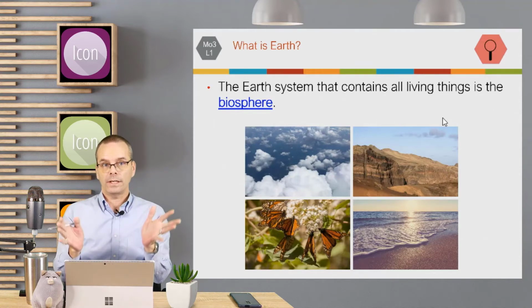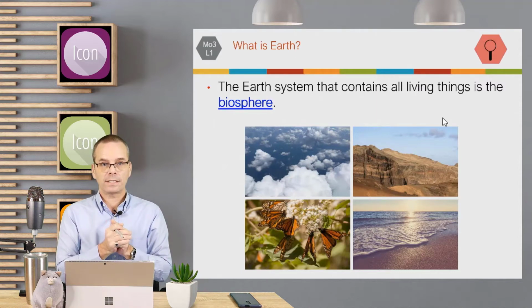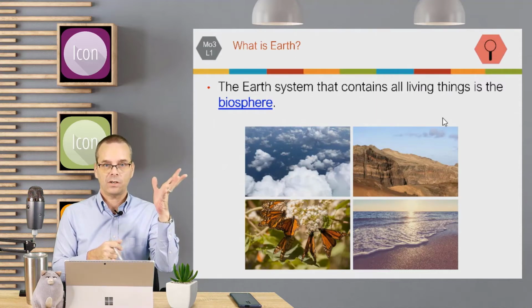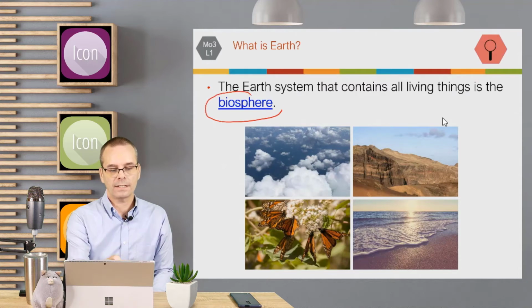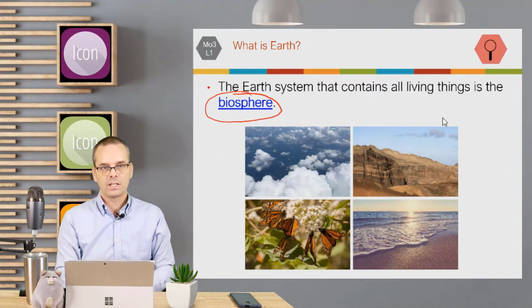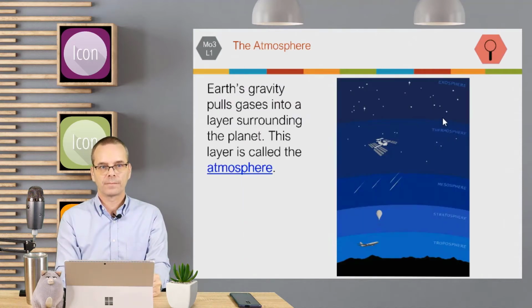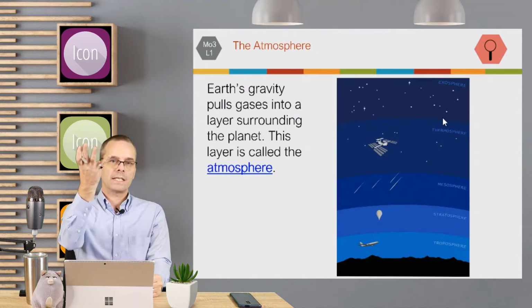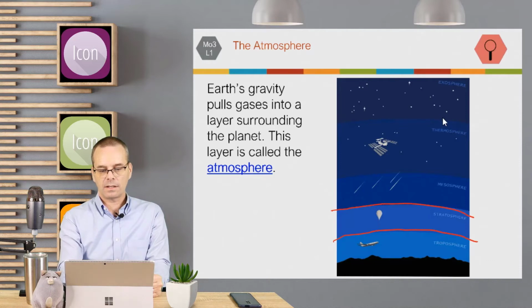Now, within all these, you have the system containing all the living things. And the living things can be in the atmosphere, or in the geosphere, or in the hydrosphere. And we call all the living things the biosphere. So the biosphere can have all the other spheres in it. Now, Earth's gravity pulls gases into layers that surround the Earth. And all of these layers make up the atmosphere.